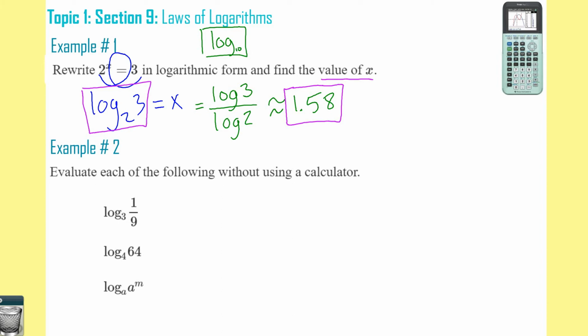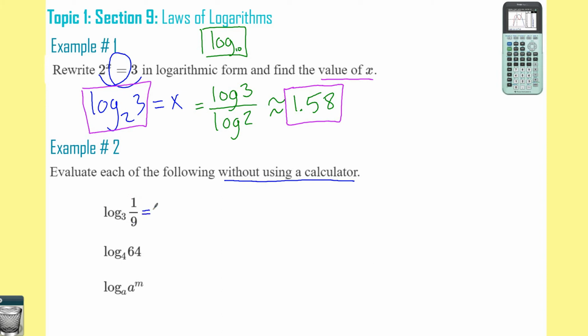All right, so let's go down to the second example. Here, it says we have to do this without using a calculator. I am all for using your calculator. I will show you every shortcut I find. I will help you know the ins and outs. But some things you got to do on your own. You will be tested on some things on your own. So this is a lot easier than you think.